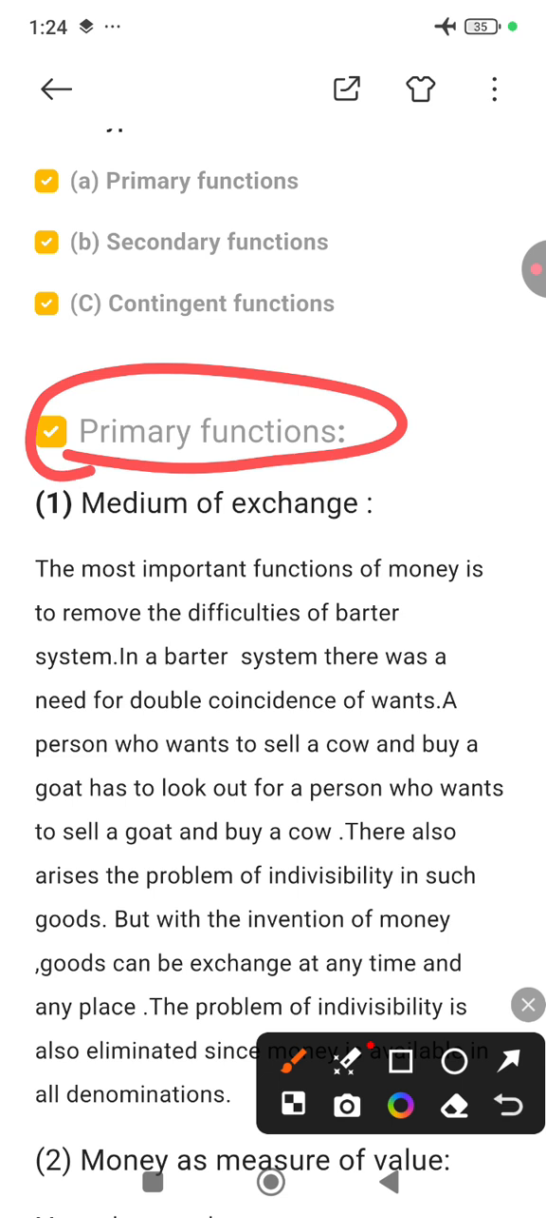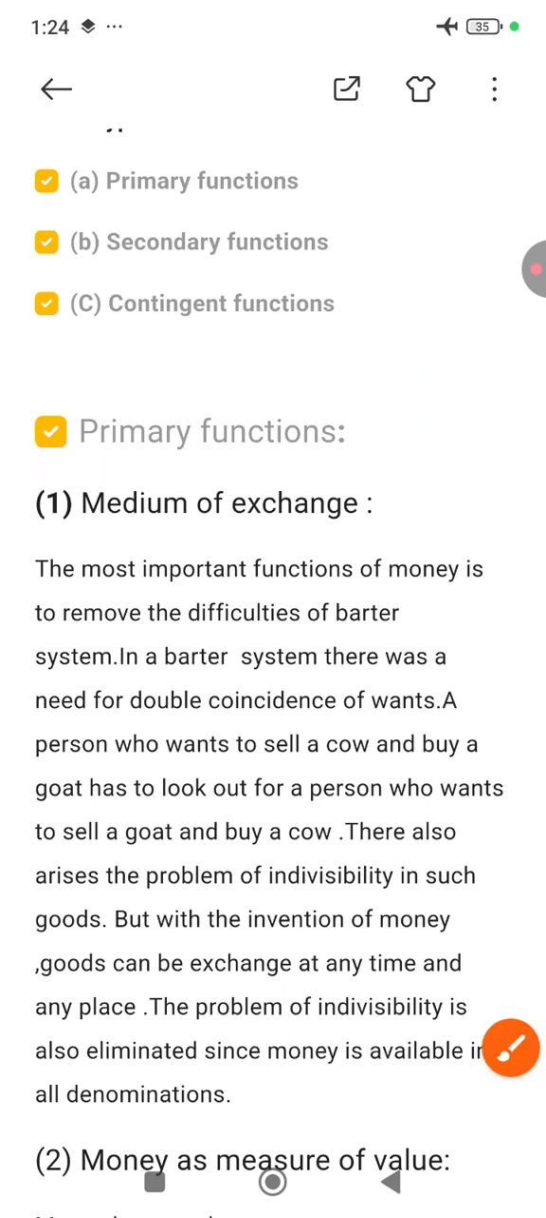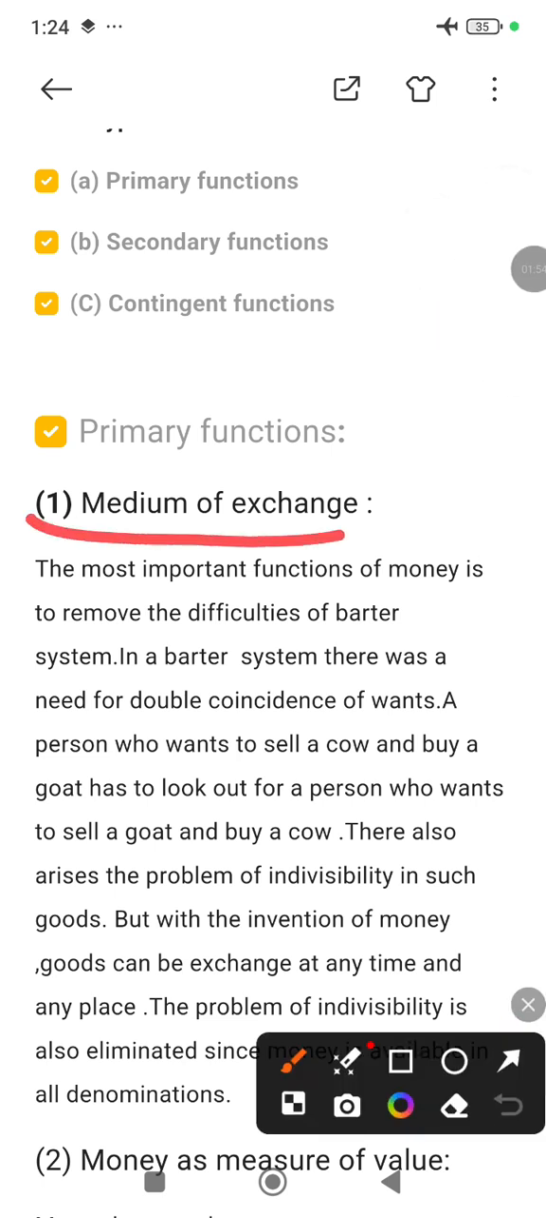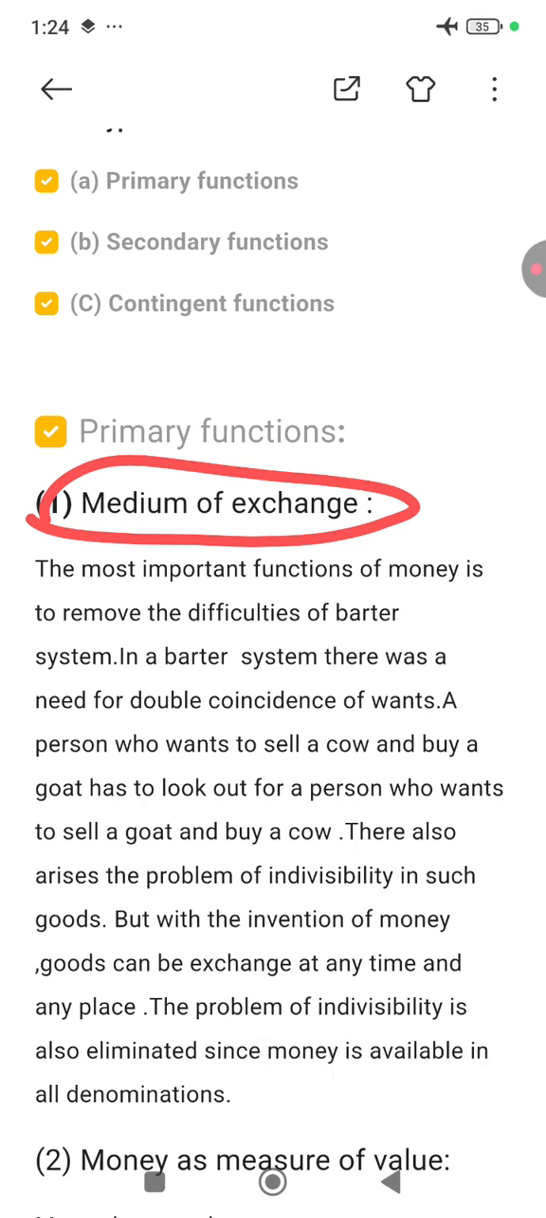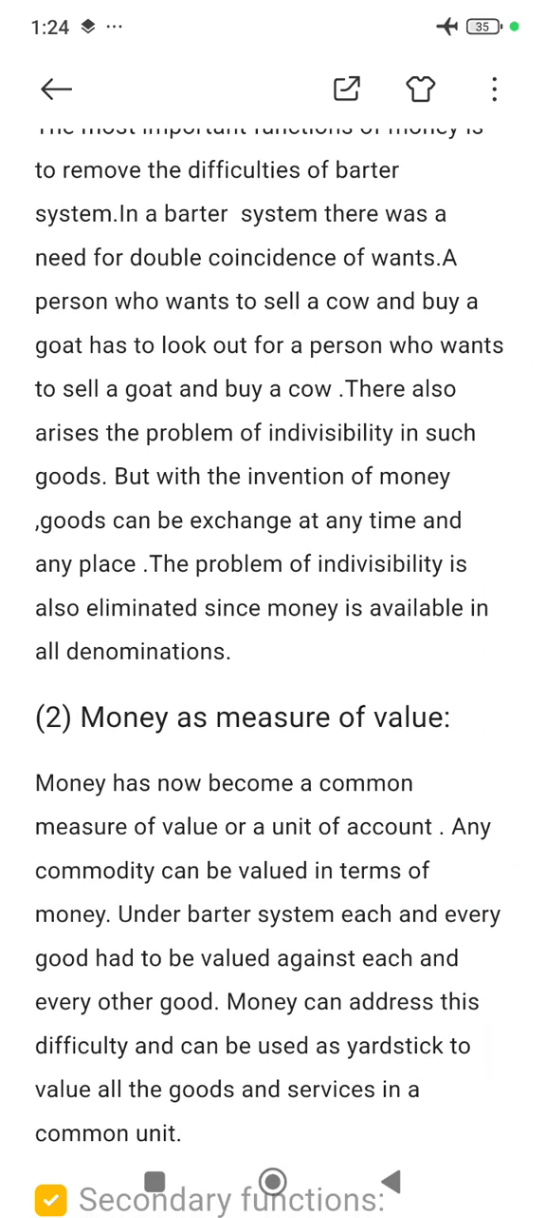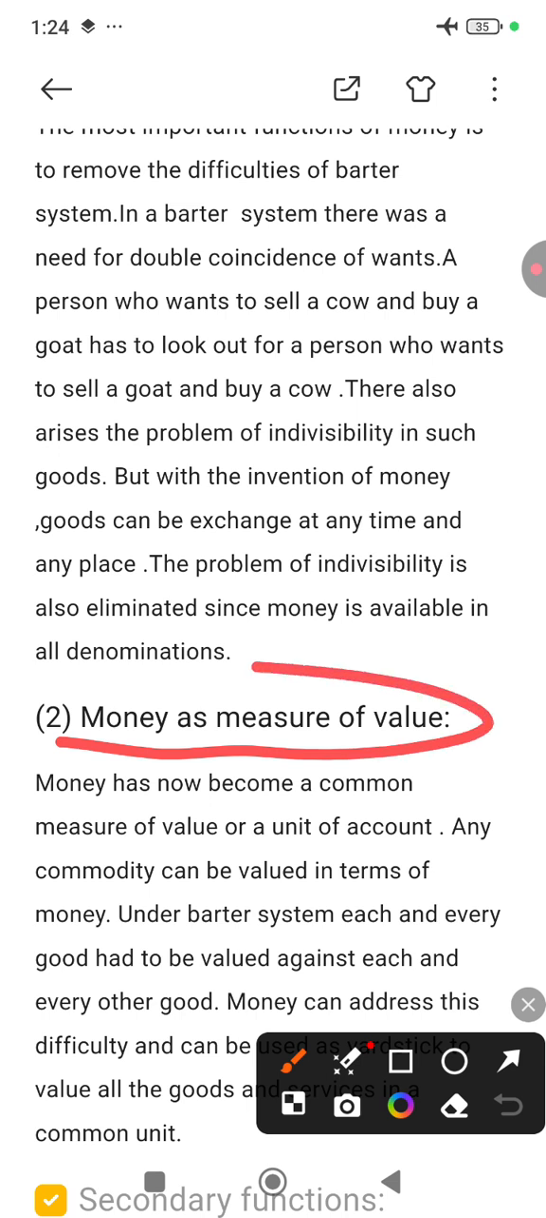So how can you remember the primary functions? You can remember the primary functions by using M square. Okay. So what is the meaning of M square? First M means medium of exchange, and the second M is money as measure of value.